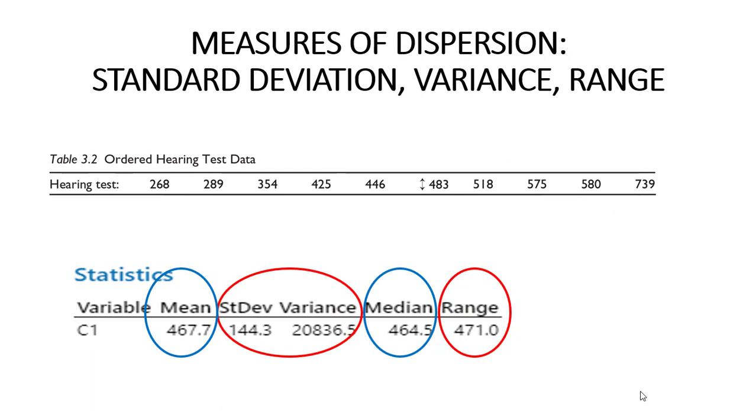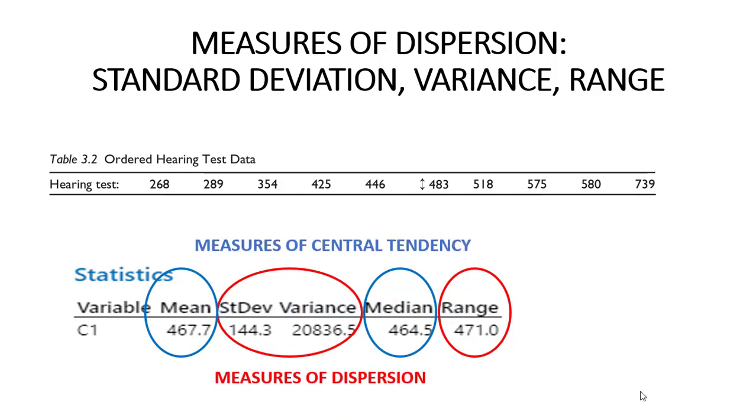Then we saw how we could get these values programming Minitab, and we saw that the values in blue are values of measures of central tendency, and the values in red are measures of dispersion, which was the main topic for the lecture today.